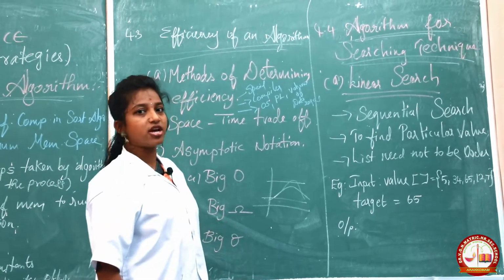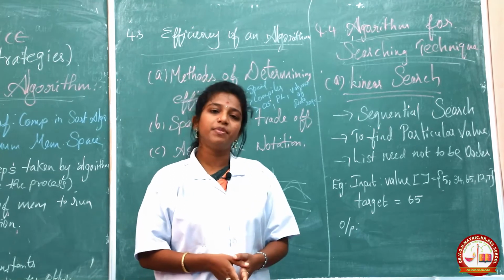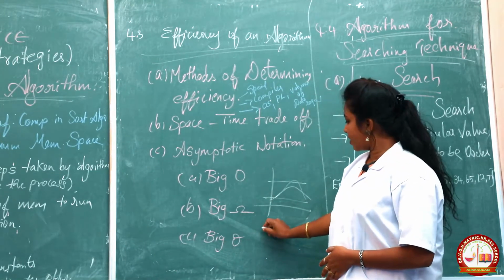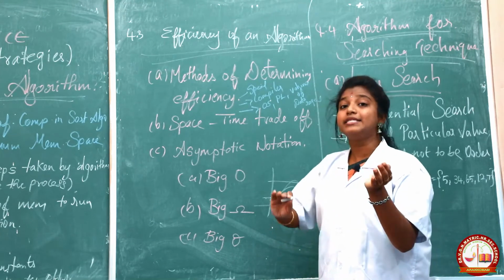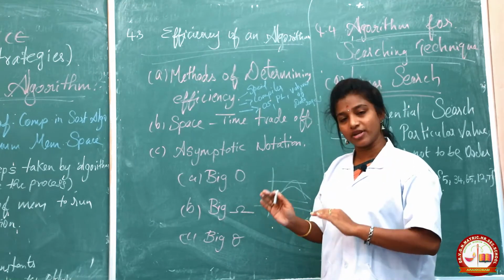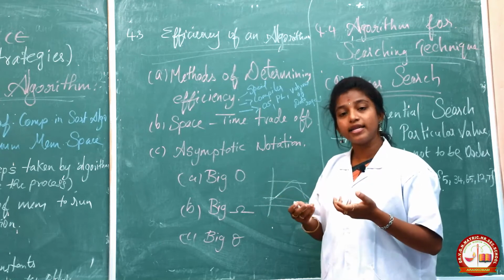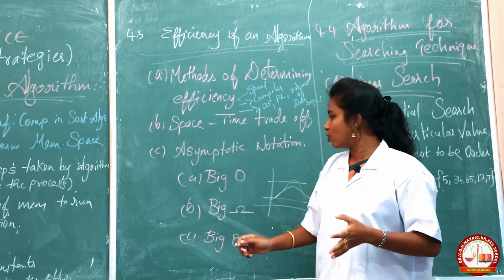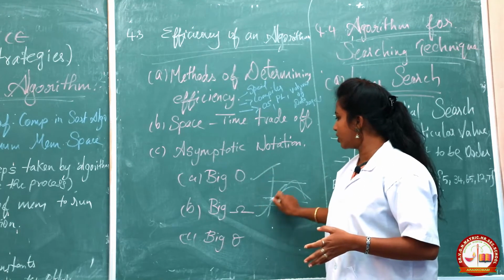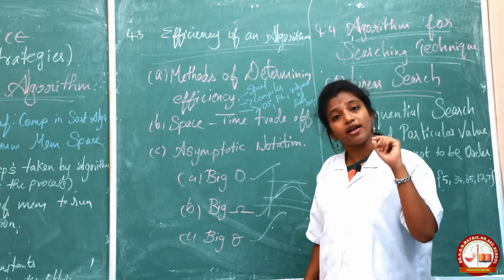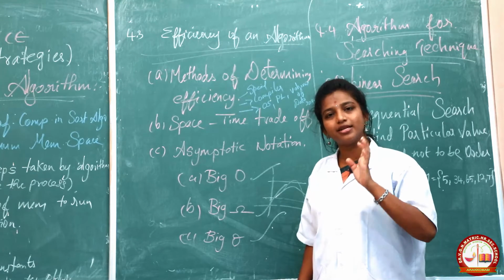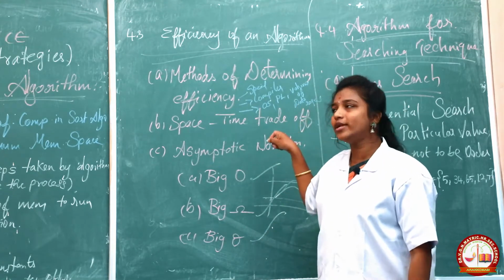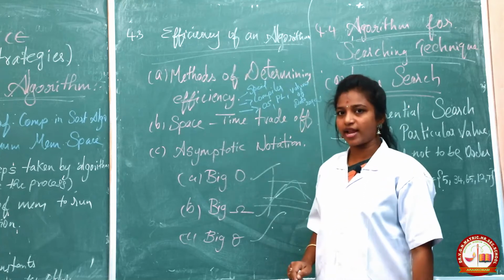Then big theta explains that when the upper bound of the limit is equal to the lower bound of the limit, our algorithm leads to a better result. So these are the methods we use to find whether our algorithm gives a better result or not. These are the main things involved in the efficiency of an algorithm.